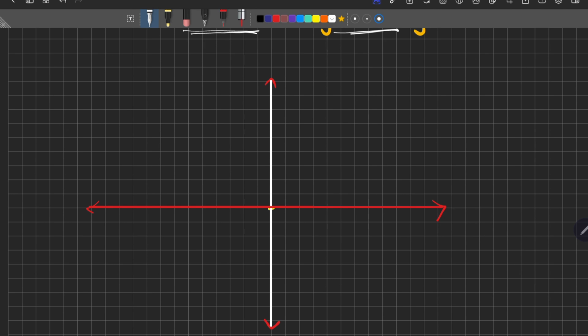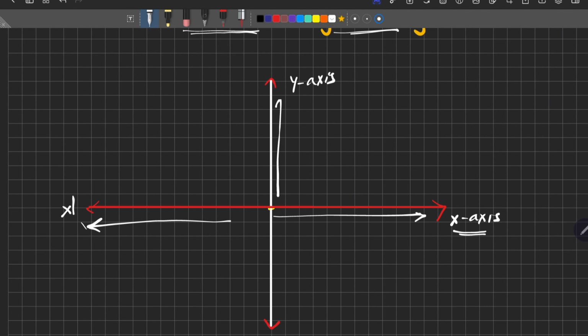So by the axes, I am considering the x-axis and y-axis. So this is the y-axis. This direction is called positive x-axis. This direction is called negative x-axis and indicated as x dash. This direction is called positive y-axis. This direction is called negative y-axis, indicated as y dash. The intersection between the x-axis and y-axis together is called the origin and indicated as (0, 0).